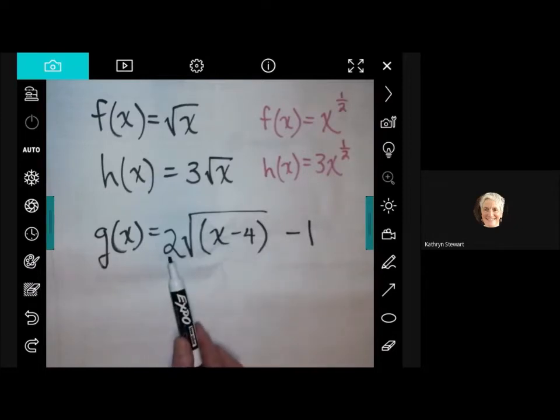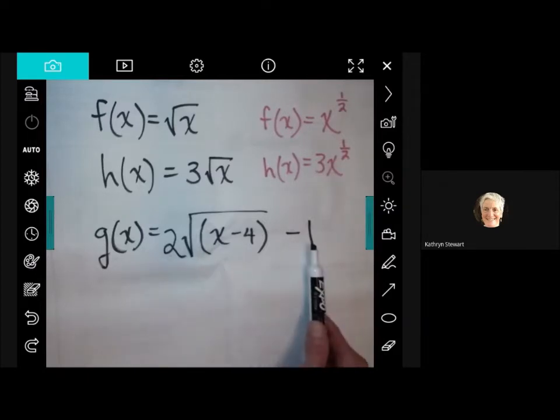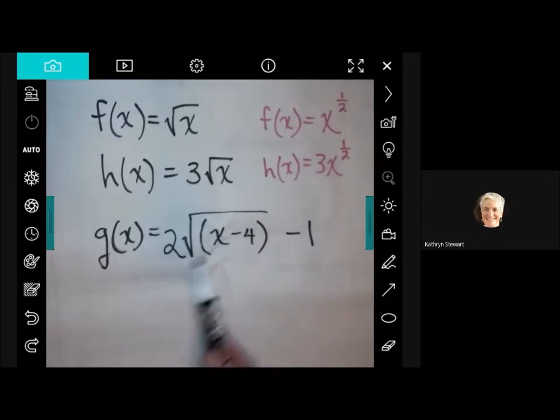We decided that the graph was dilated. Each y value was doubled. And then I subtracted 1 from each y value. That's what shifted the graph down. So 4 to the right, all the y values are doubled, so the graph is stretched. And then I shifted down 1.